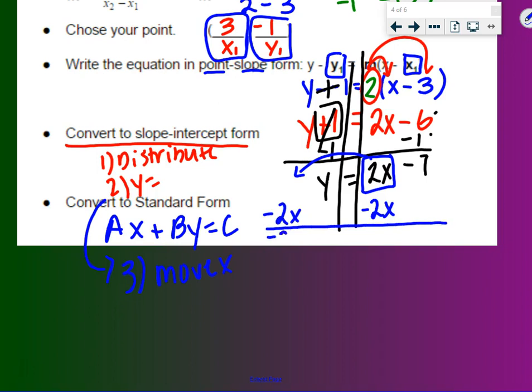2x and y cannot go together because they're not like terms. So we have to leave the negative 2x and the y separate, and we're going to put a plus sign in the middle there because it's a positive y. Equals 2x minus 2x is 0, leaving us with negative 7. And that is our final answer right there.